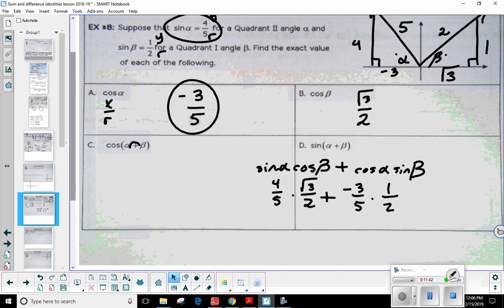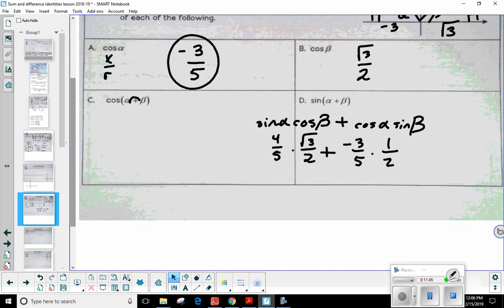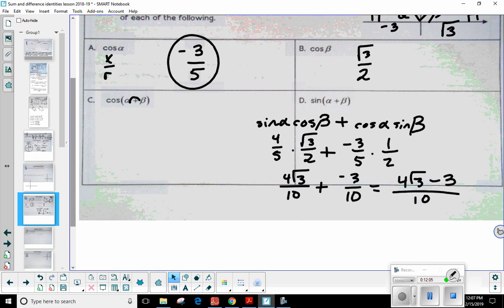4/5 times square root of 3/2 is 4 square root of 3 over 10, plus negative 3/10. The 4/10 could reduce, but I think it's better just to combine them into a single fraction. So I'd say 4 square root of 3 minus 3 all over 10. Or you could say negative 3 plus 4 square root of 3. Order doesn't matter as long as you keep the signs accurate. And there you go. That is the last problem that I wanted to show you.